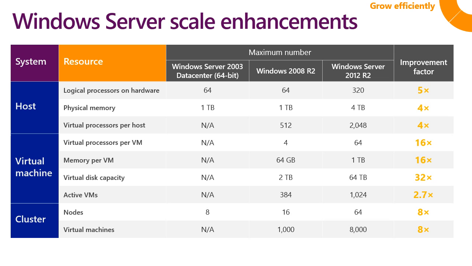And now also you'll see that the clustering scale out capabilities have also improved quite drastically as well. So from 16 to 64 nodes in a cluster, and the number of virtual machines has jumped from 1,000 to 8,000 that can be managed within each cluster. So you can see that they are fairly drastic improvements there.